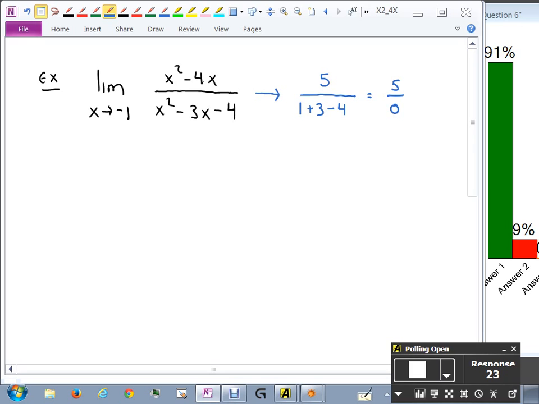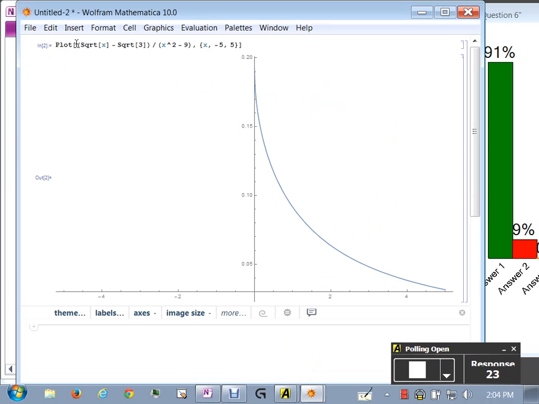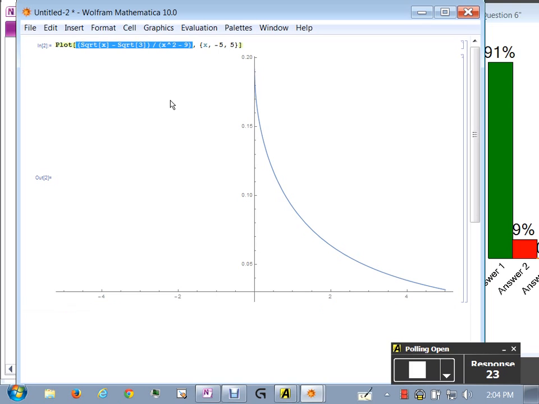Why don't we take a look at the graph? I'm telling you we're not allowed to take a look at the graph, but I'm in the teaching format. I want you to see the graph to see if maybe there is an answer. So it was x squared minus 4x over x squared minus 3x minus 4.